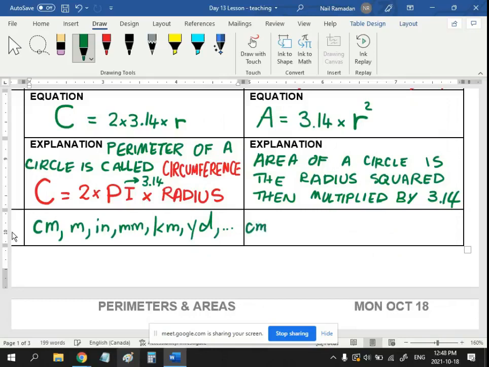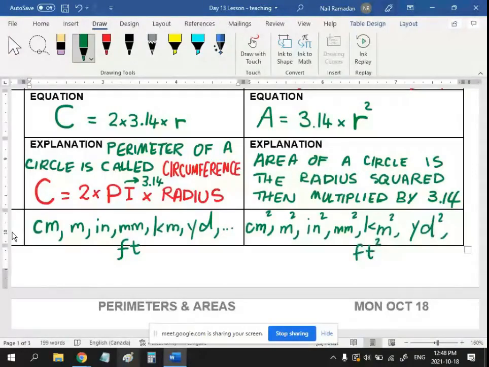So centimeters squared, meters squared, inches squared. Oh, we forgot feet. Everyone, let's add feet because it's a very common one. Boom, that's it. So every time you want area, you have to put a 2 on top. Every time you want length, you put nothing. You just write the actual unit itself.